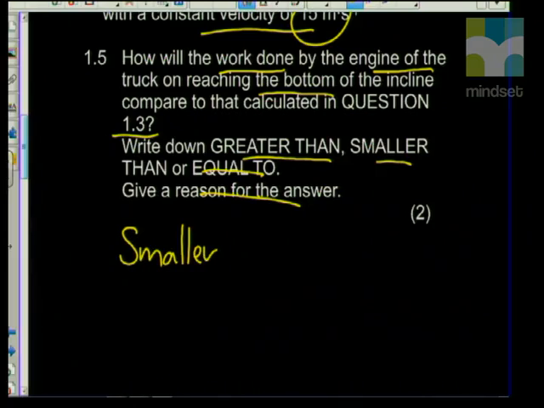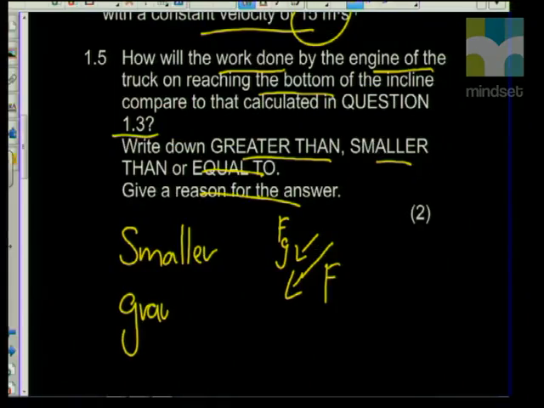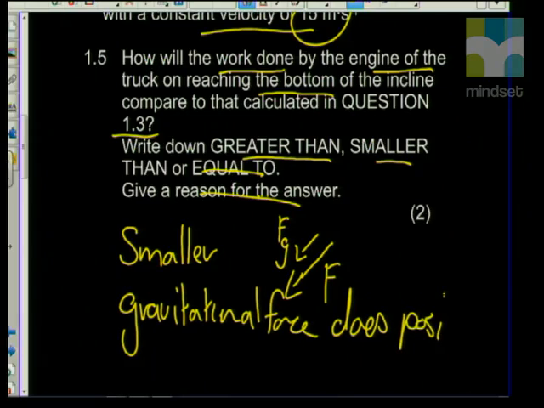And the reason is simply this, that the engine of the truck is going to apply a force downwards. But what's also going downwards? It's the force of gravity. Fg is now going to be assisting the truck. So instead of that cos 180 giving you a negative value, it's going to give you a positive value. And so what we can answer is that the gravitational force does positive work. And so that means the engine's got to do less, which means the engine does less.